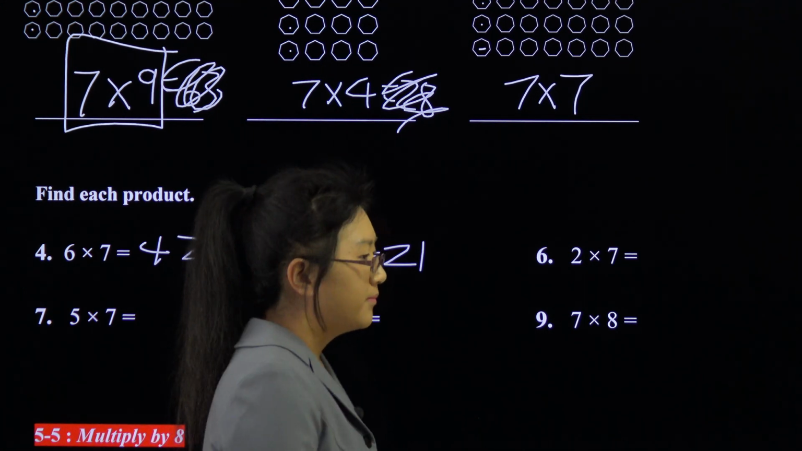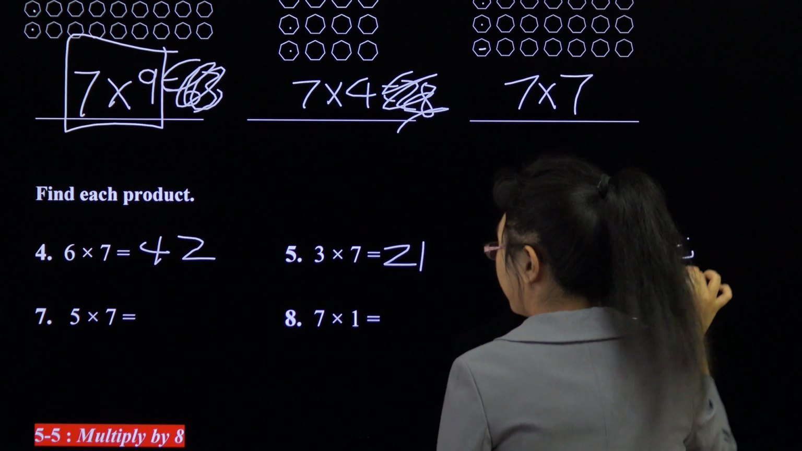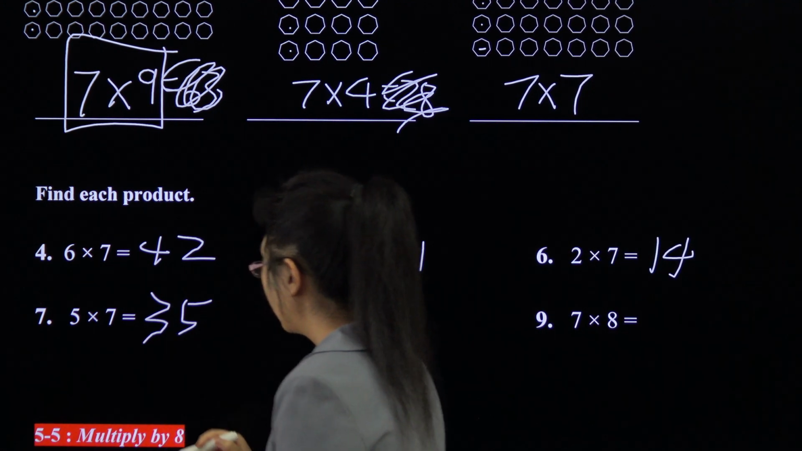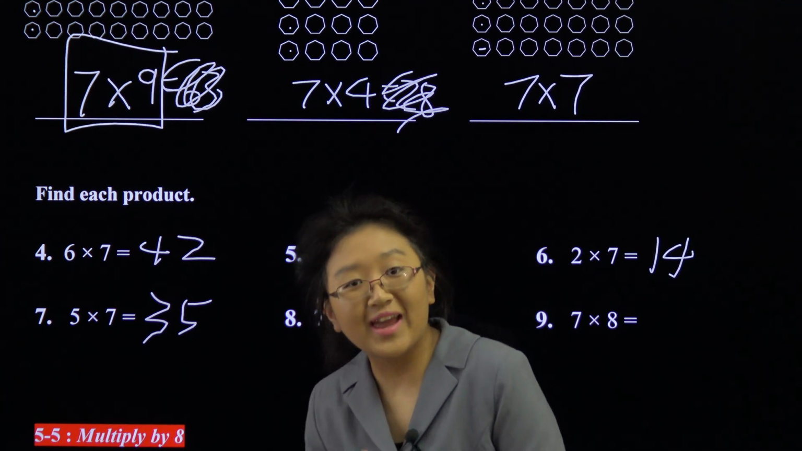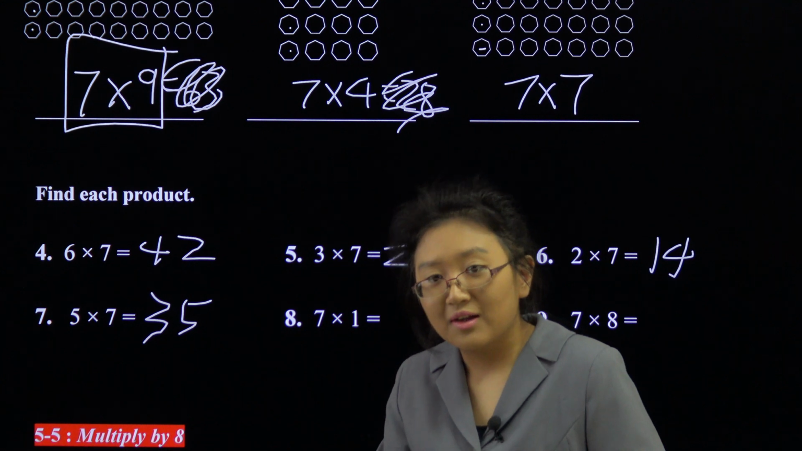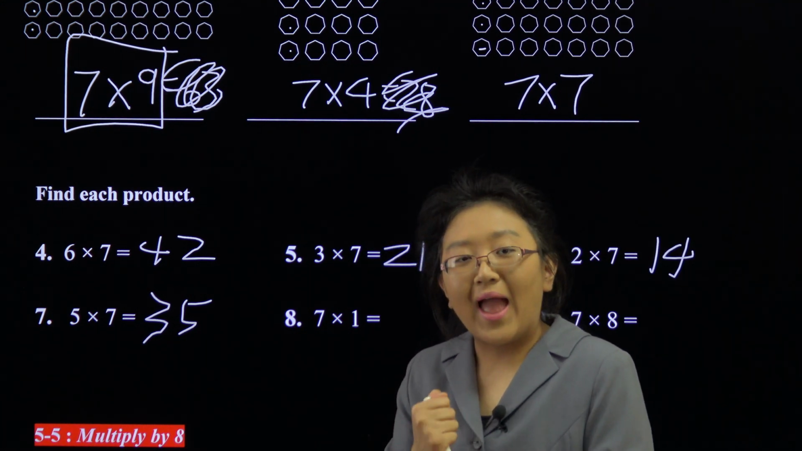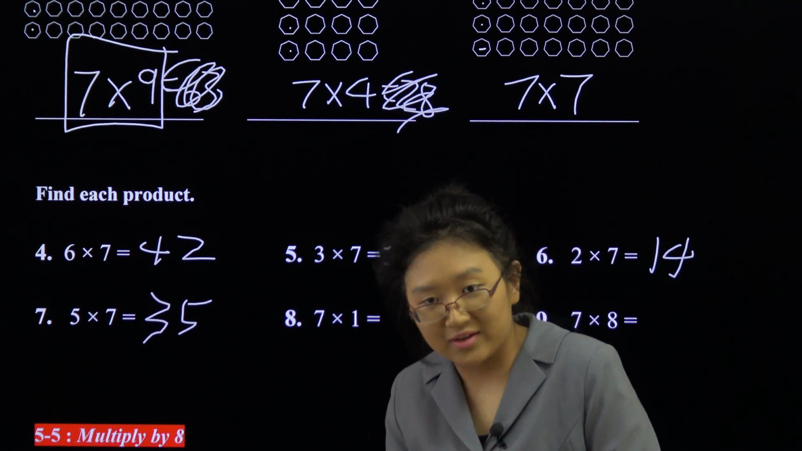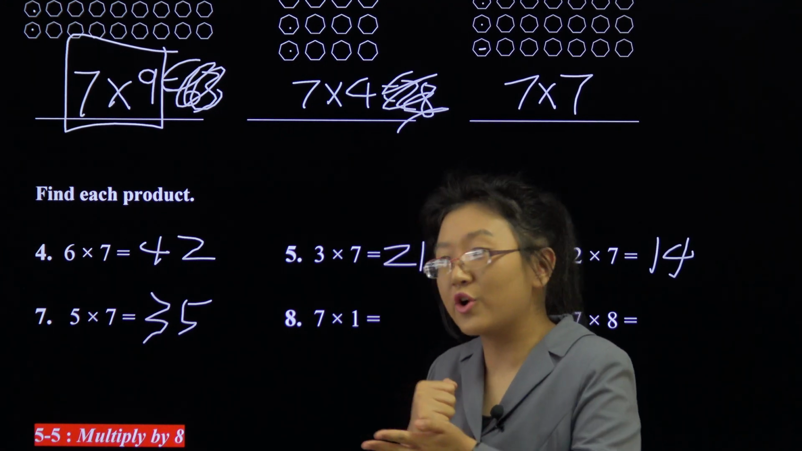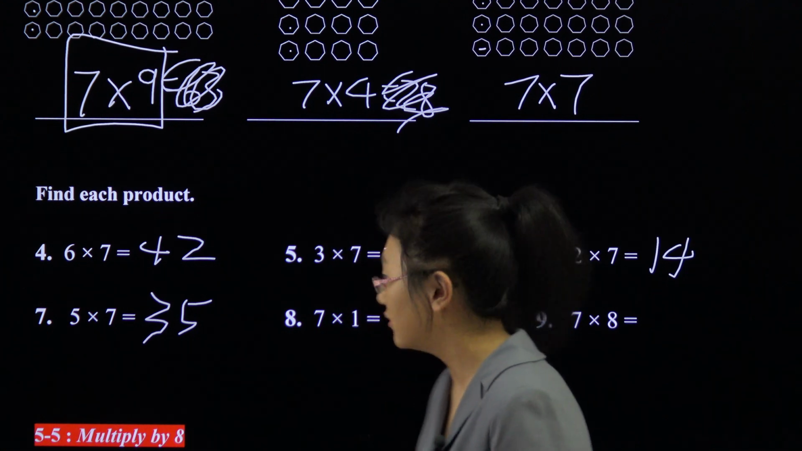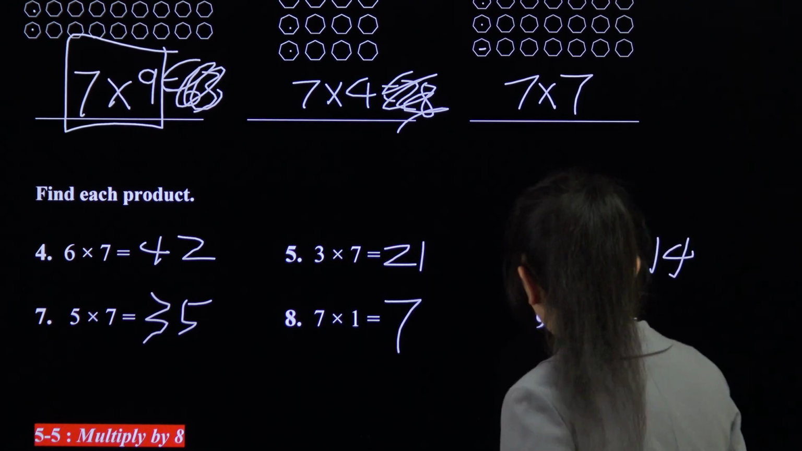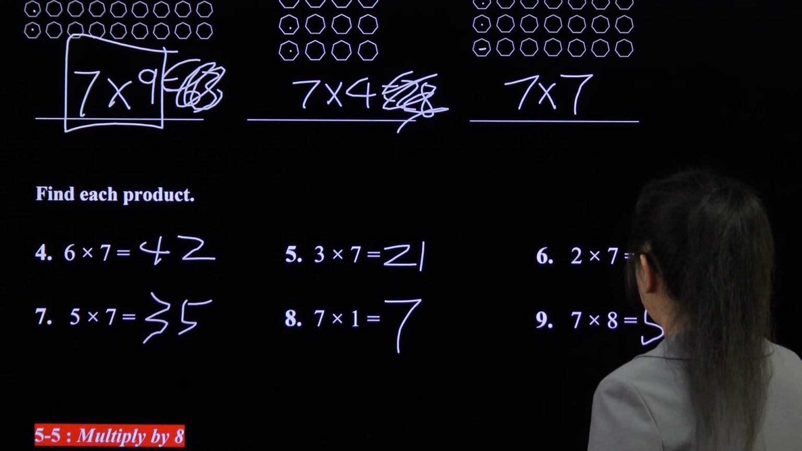2 times 7, 14. 5 times 7, 35. Again, multiplication. As long as you understand what multiplication is, you don't actually need that many tricks. You just need to know the rules and remember your multiplication table. 7 times 1, identity property, 7. 7 times 8, 56.